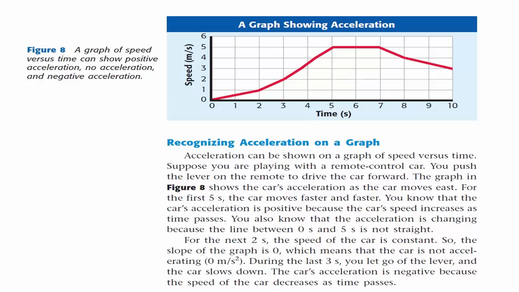For the next 2 seconds, the speed of the car is constant. So, the slope of the graph is 0, which means that the car is not accelerating, 0 meters per second per second. During the last 3 seconds, you let go of the lever, and the car slows down. The car's acceleration is negative because the speed of the car decreases as time passes.